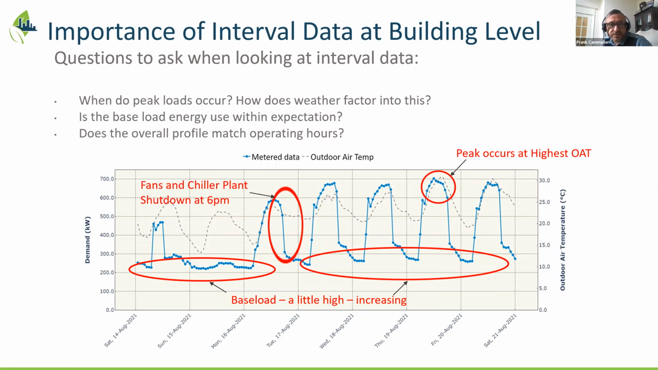So other questions are things like baseload energy use. Is it within expectation? Over here, you'll see that there's baseload. This is a typical weekend, and you can see it's hovering just over 200. Whereas during the week, you'll see that the overnight loads tend to be a little bit higher, and this is a bit concerning, and you would want to investigate that further. Interval metering will tell you that, right? If you only had monthly data, it wouldn't give you the resolution that you need to do that.